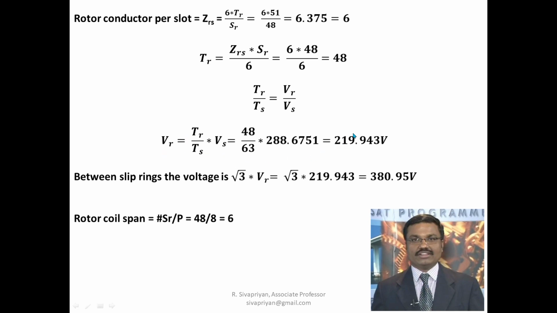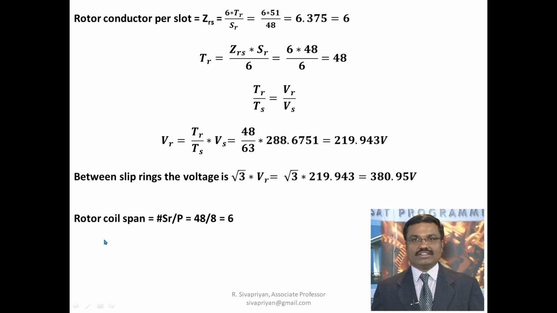But we will check the voltage between two slip rings, so that becomes the line voltage. The voltage between the two slip rings, what do we do? We have to multiply by root 3. So root 3 into VR, root 3 into 219, we will get 380.95 volt. So this is the voltage across the slip ring, the line voltage. This is the phase voltage, this is the line voltage.